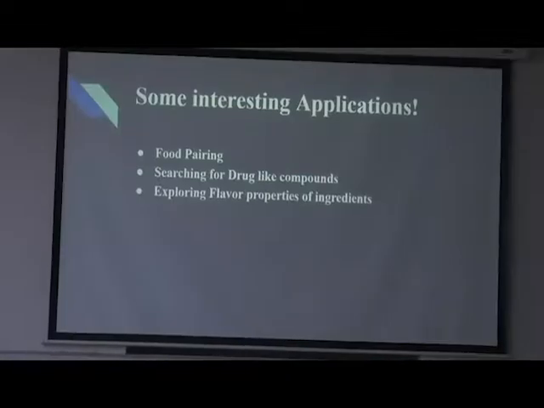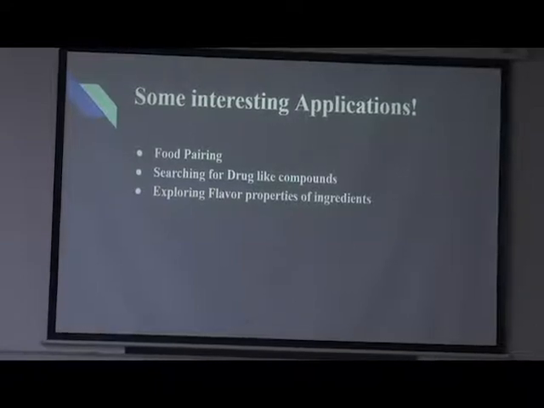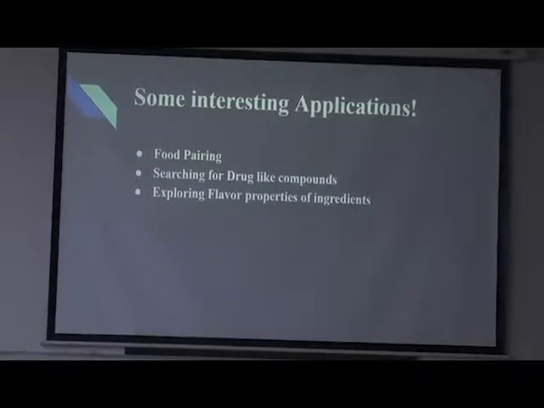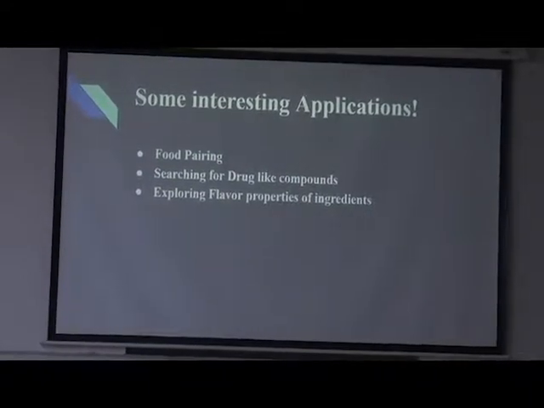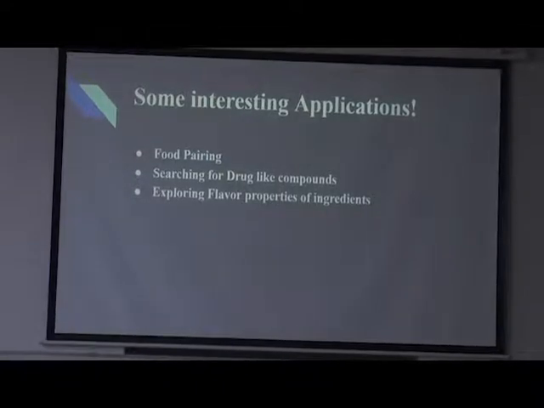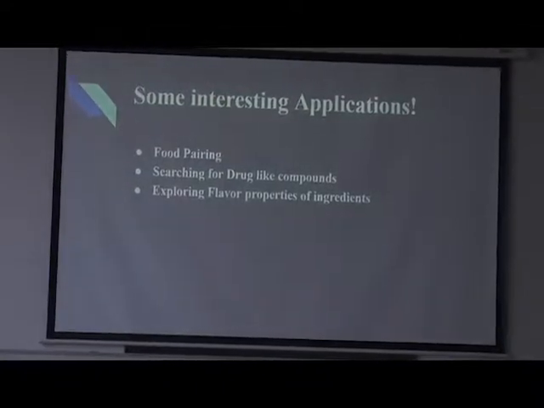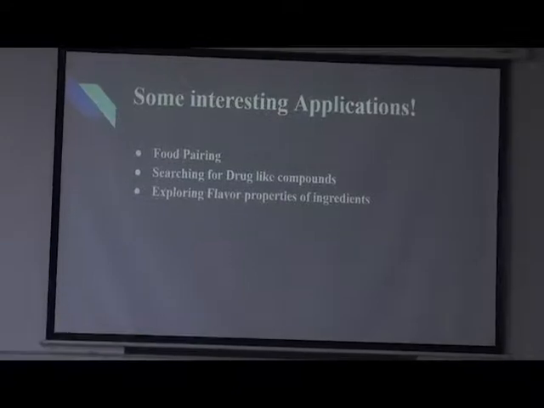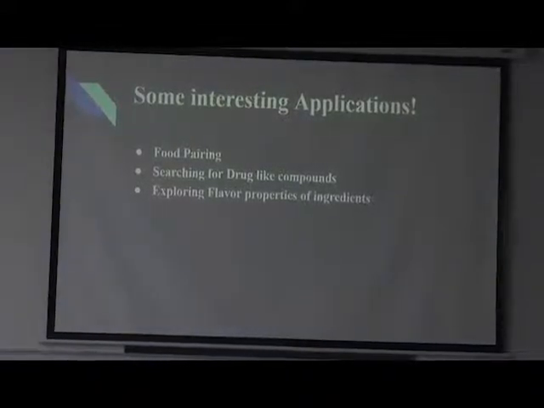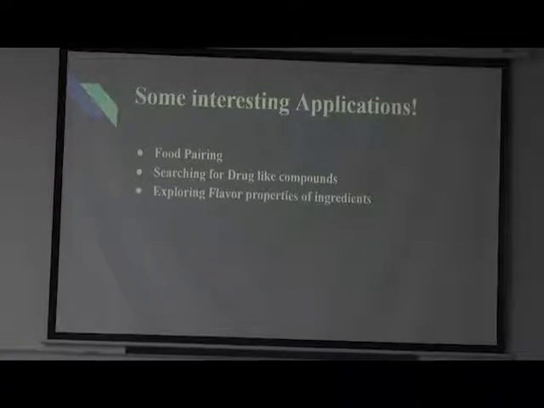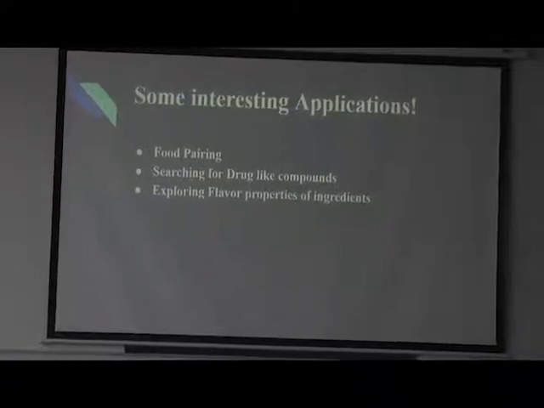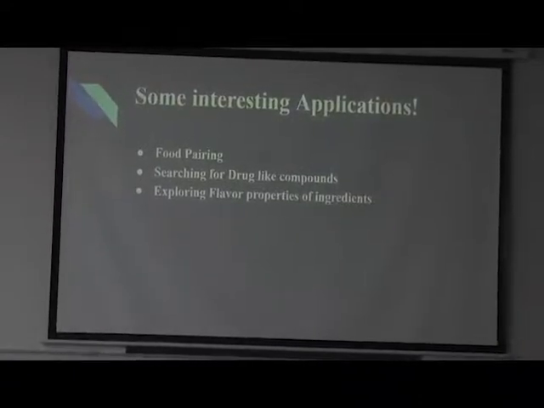Now let me take you to some applications that CleverDB has been working on. First of all, food pairing. We have been listening about food pairing since morning. Food pairing is basically when we have two or multiple ingredients, and we can associate them based on their flavor profiles. Can we make a particular recipe? Can we use those ingredients in a particular recipe so that we can get the desired taste?